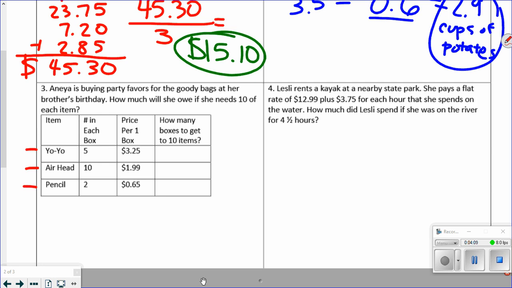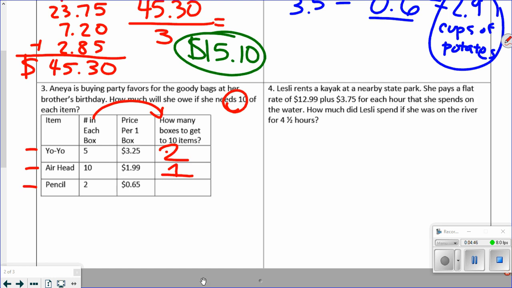In each box, there are 5 yo-yos, okay? But she doesn't need 5 yo-yos, she needs 10 yo-yos. So I want us to ask ourselves, how many boxes do we need to get 10 items? Well, if one box has 5, another box would have 5, that's 10. So I would need 2 boxes. How many boxes would I need for my airheads? Well, there's 10 in each box, and I only need 10 airheads. I don't need 10 boxes because that would be 100. I need 1 box.